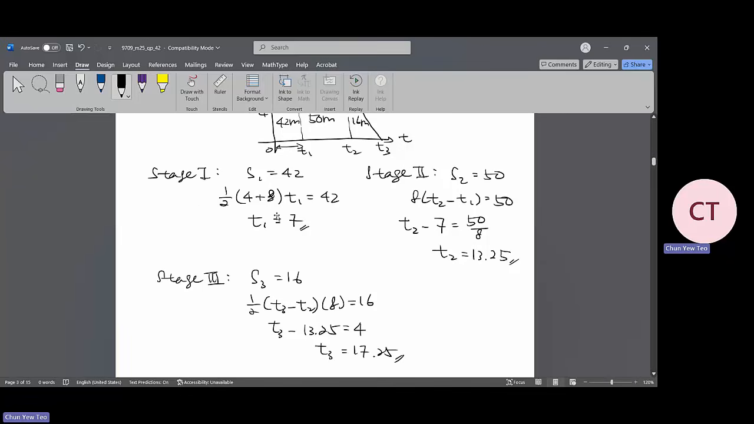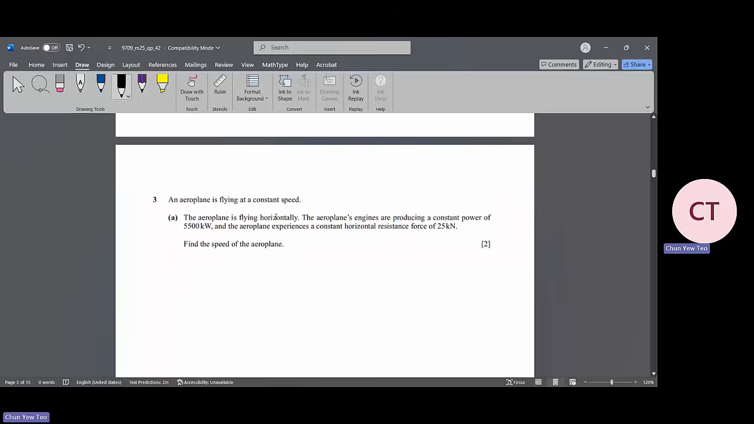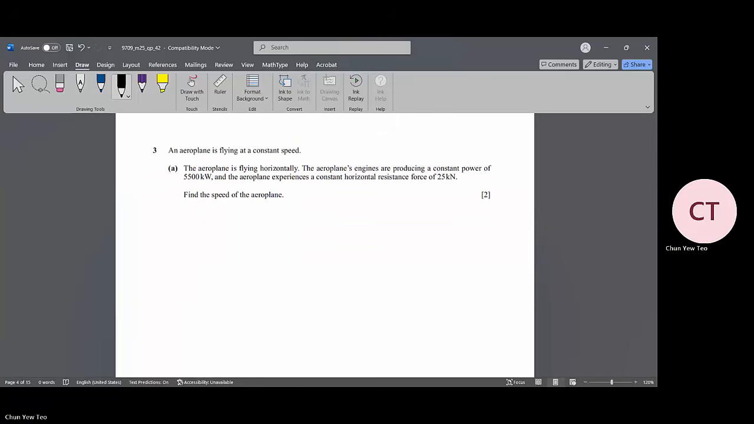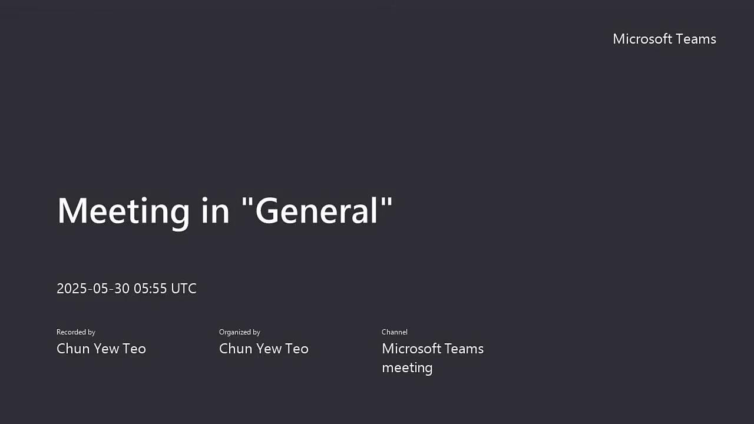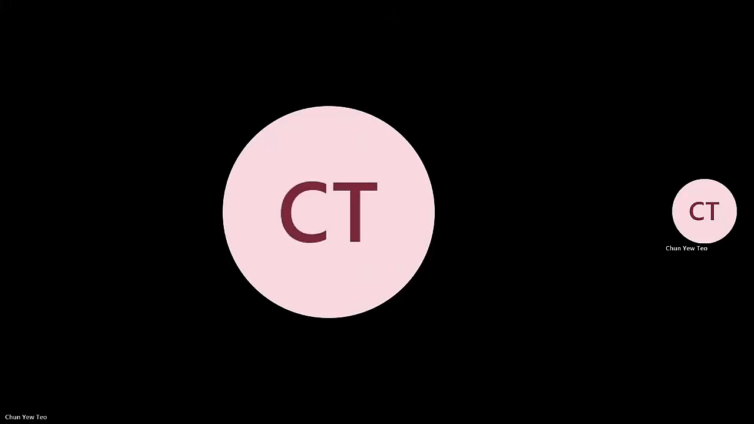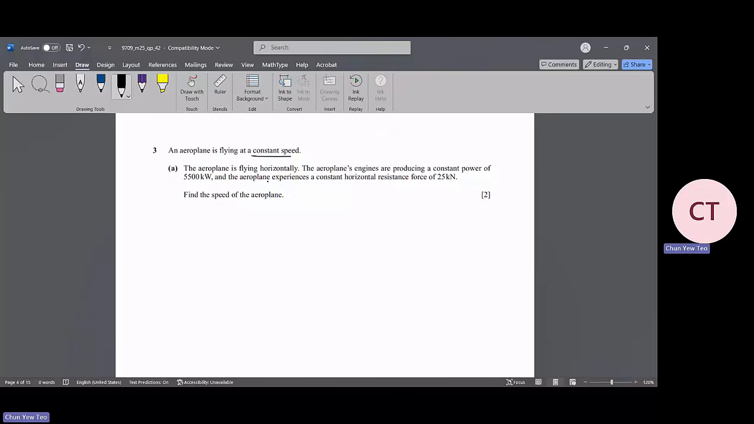Okay, so now we move on to question number 3. Speed. The aeroplane is flying horizontally and the aeroplane engines is producing a constant power of 5,500 kilowatts. And the airplane experiences a constant horizontal resistance force of 25,000 Newton.